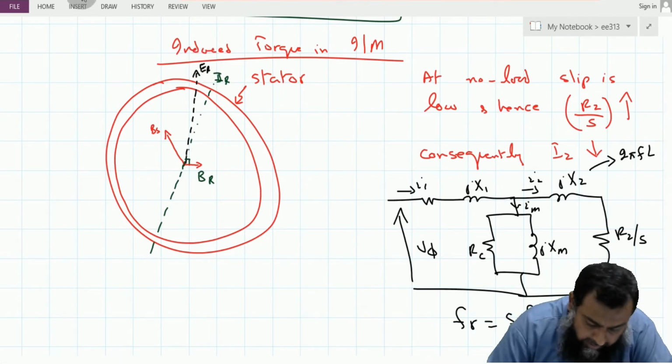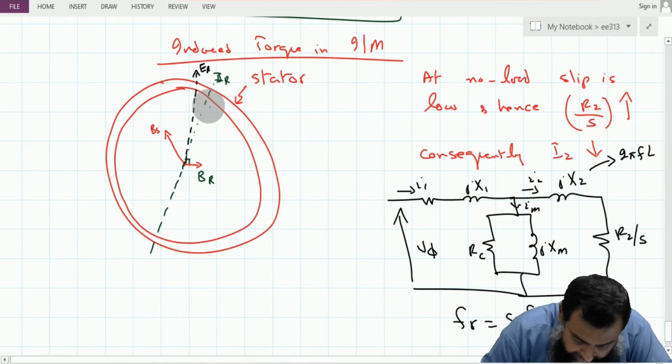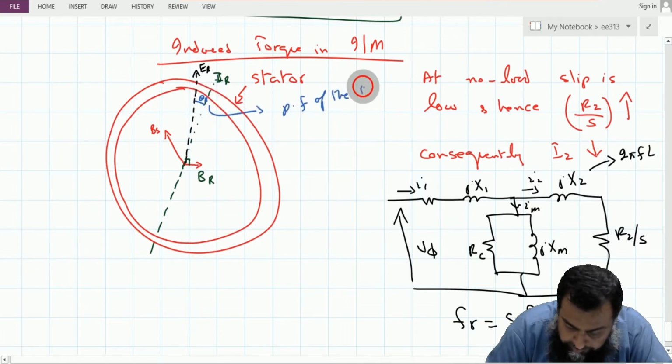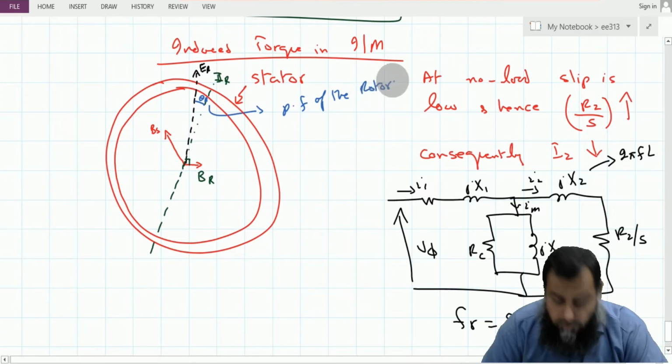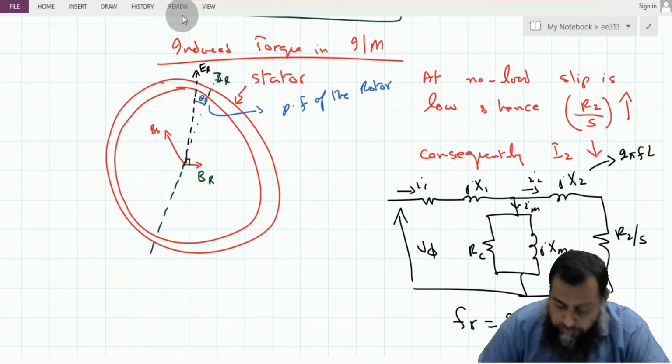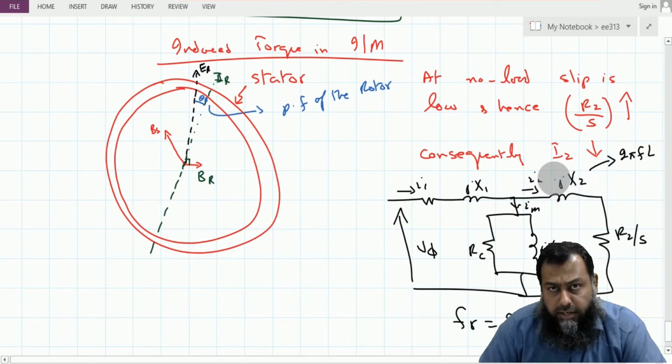Remember that the angle between this IR and this ER, this is theta R, it defines the power factor of the rotor circuit. So we do not have any load, so the frequency is low, so this jX2 has a very minimum role in the circuit.